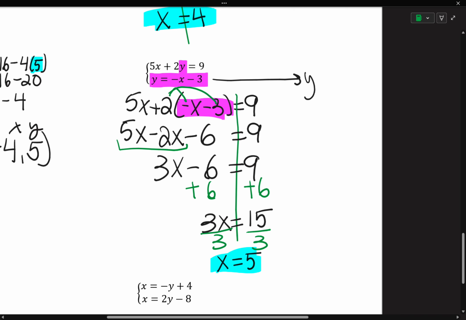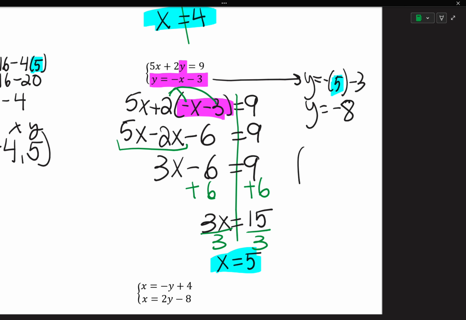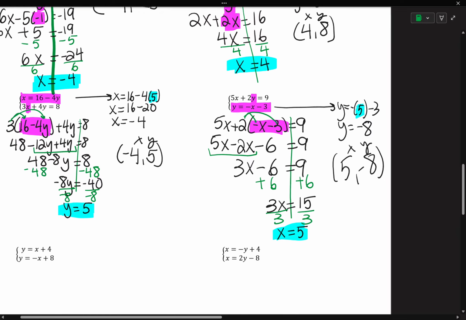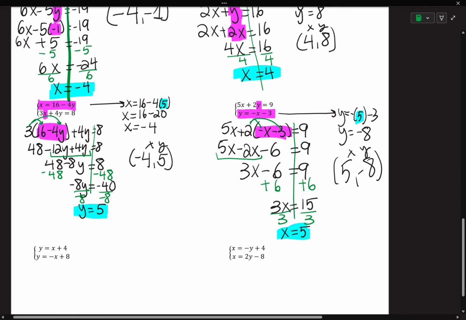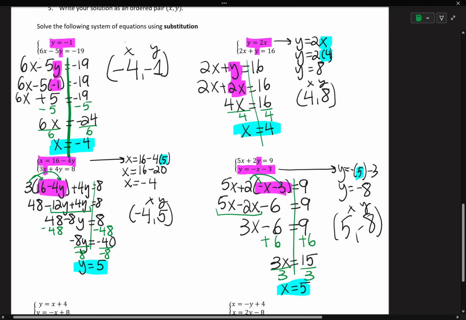Instead of y equals -x minus 3, I'm going to have y equals -5 minus 3. -5 minus 3 is -8. 5, -8 is our answer. And if you're wondering, do I really have to write the coordinates even though I have an x equals and a y equals? Yeah, you do. The problem is not complete until you do that.